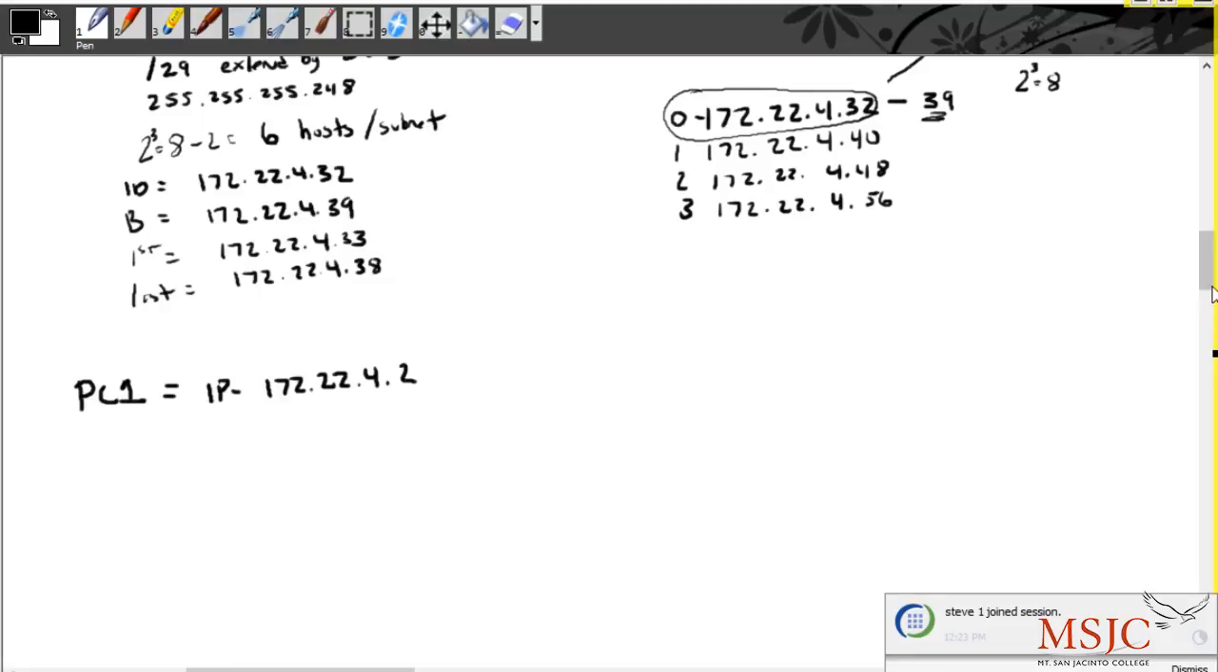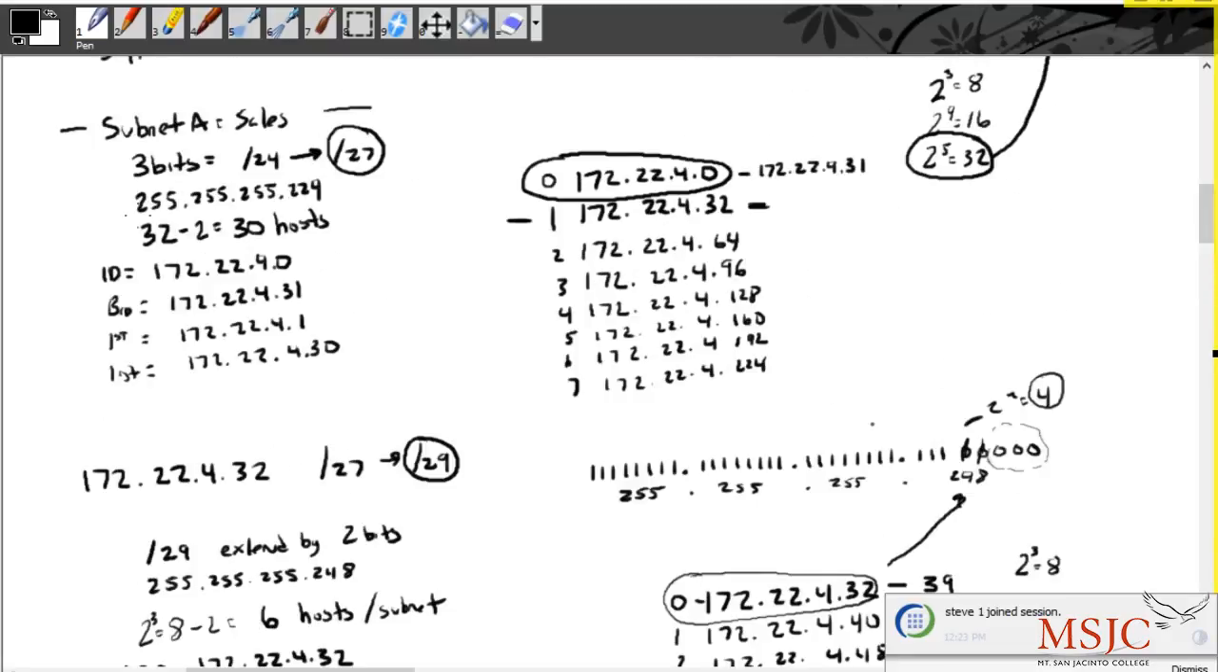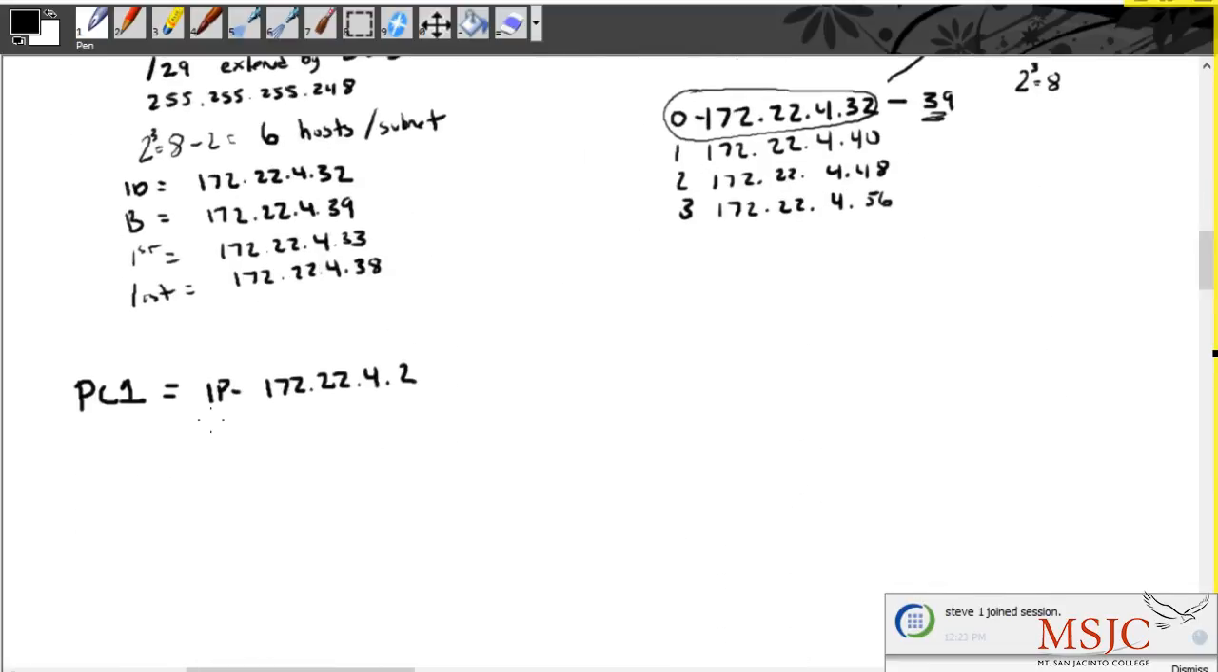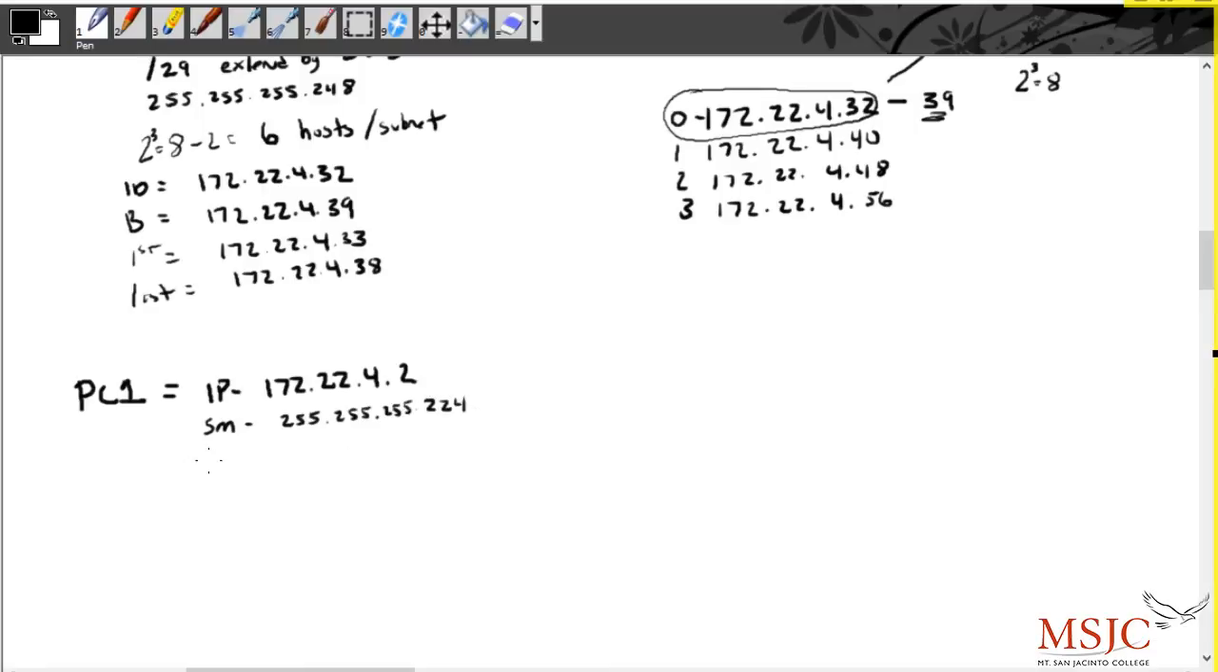The subnet mask will simply be the subnet mask we defined here, so we're going to go ahead and write that down. The subnet mask will be 255.255.255.224. The default gateway will be the router's IP, which will be the first available IP address in your subnet, so it'll be 172.22.4.1. So this is the information for the PC that will be needed in the diagram that you're going to be completing.